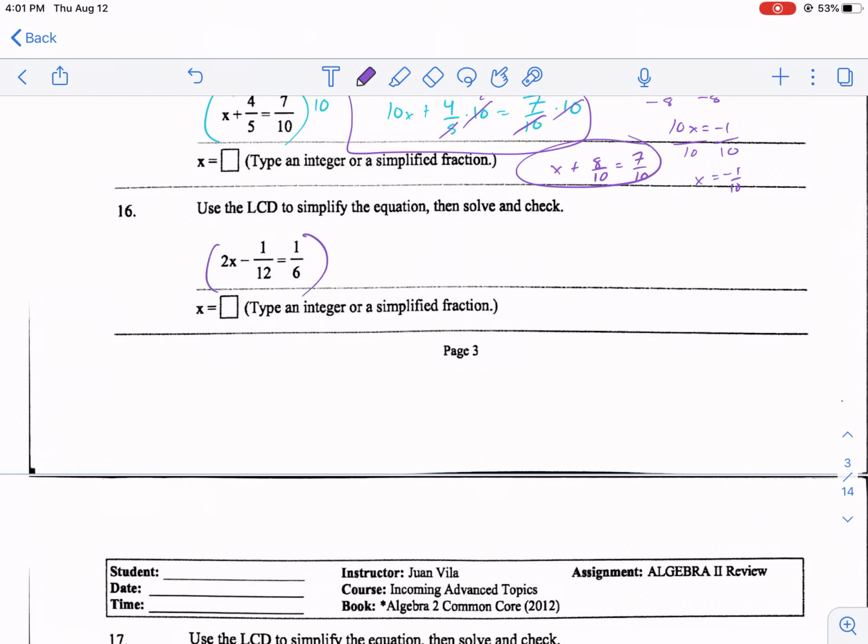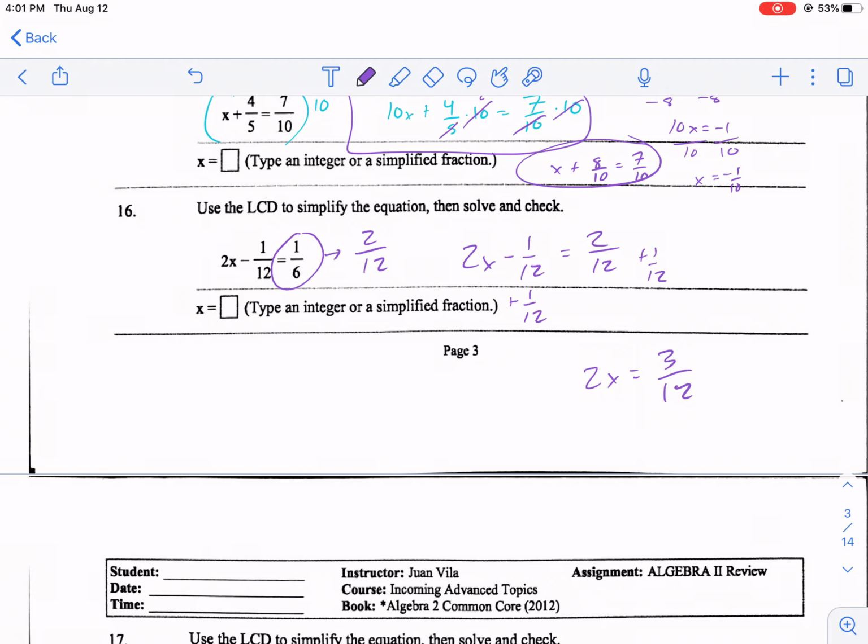So here I'm going to multiply both sides by 12. Actually, it's pretty easy to change this one. I'm going to do it the other way for this one. But if you wanted to do it the way I previously described, you'd multiply both sides by 12. But I'm going to change just this fraction to become 2 over 12. So I have 2x minus 1 over 12 equals 2 over 12. So then I need to add 1 over 12 to both sides. And when I do that, I get 2x equals 3 over 12.